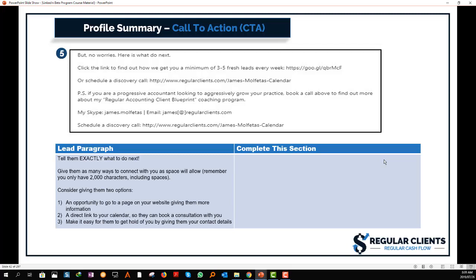So if they've got to get on your calendar, that would be a call to action. If they must register for a webinar, that's a call to action. If you want them to buy something, that's a call to action. So whatever it is you want them to do, you must tell them exactly what you want them to do.